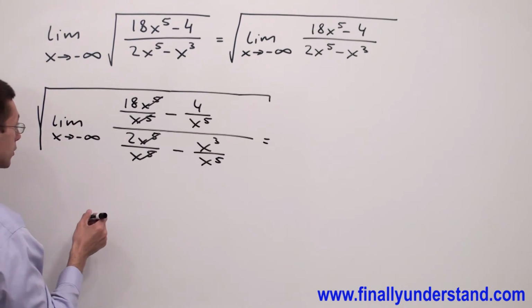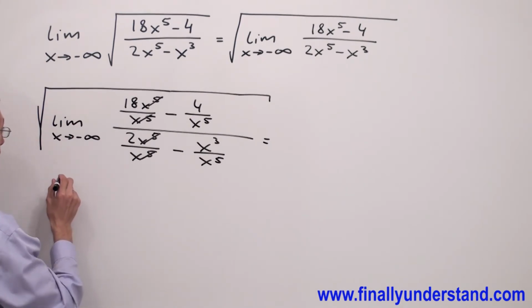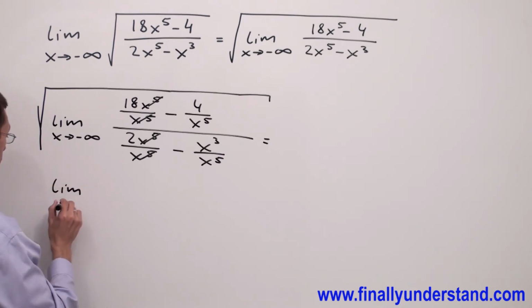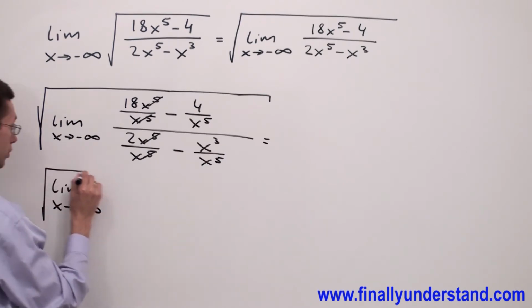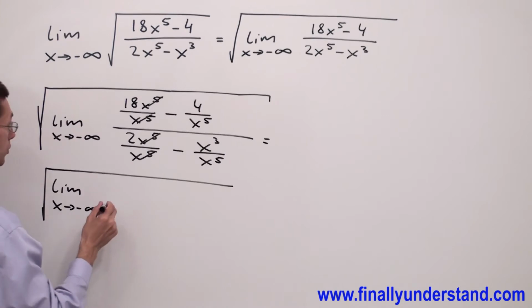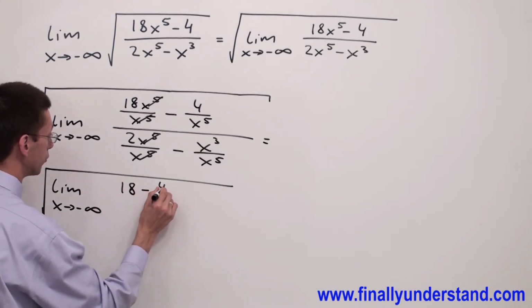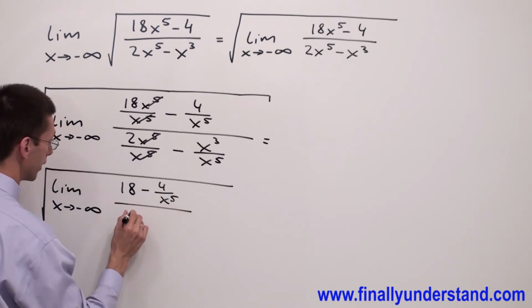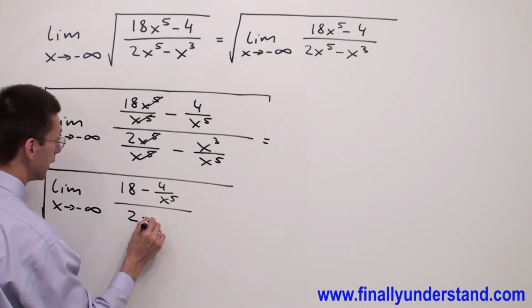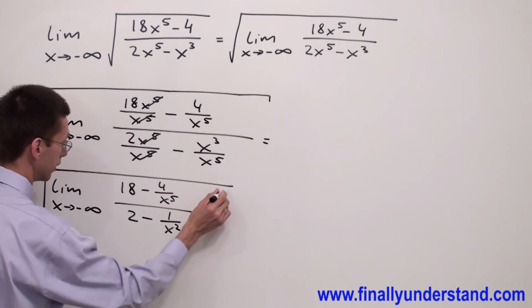And let's take a look at what we are going to have right now. We have simply the limit as x approaches negative infinity, and of course we have the square root, and we have 18 minus 4 over x^5, over 2 minus 1 over x^2.